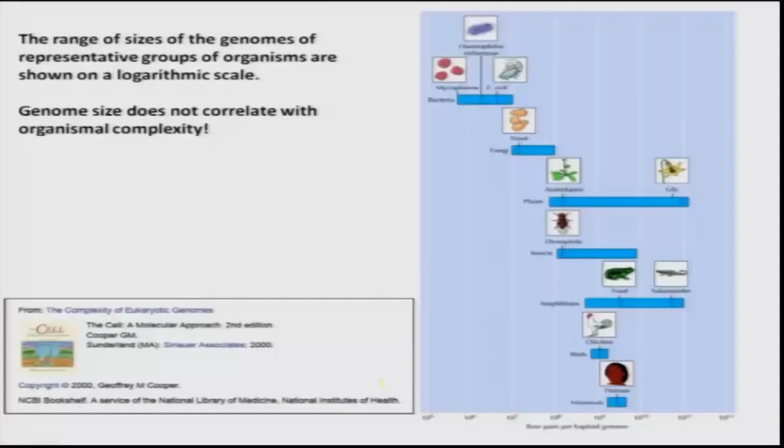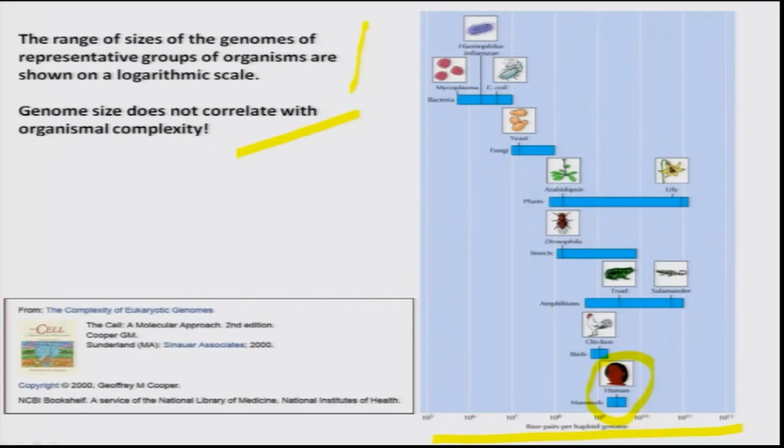What is shown in this slide is the range of sizes of the genome of representative groups in log scale. You can see here that human is here. The genome size is comparable amongst all the mammals because we believe that humans evolved from a common set of species. And if you compare the genome size of humans with the other popular models that we study, the genome size does not correlate with the complexity.